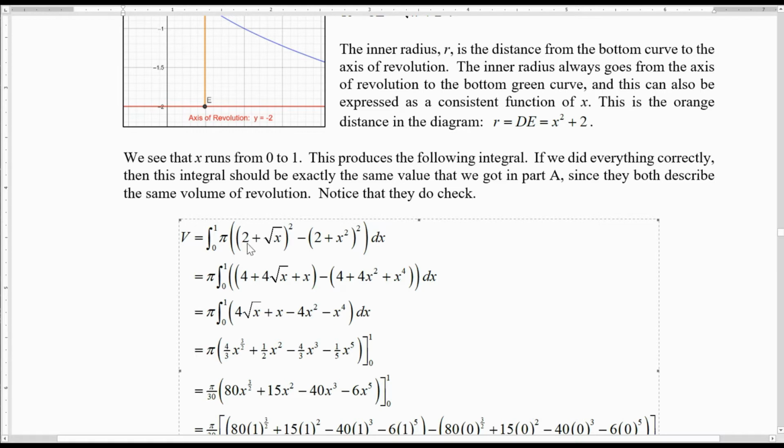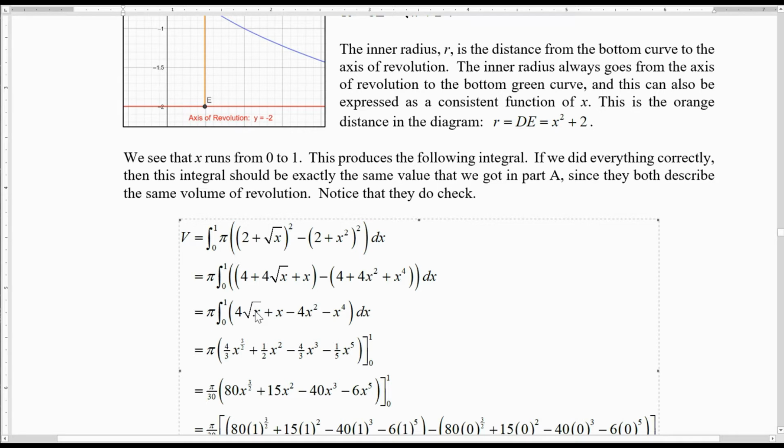All right, squaring this, you square the first term, double the product for the middle, square the last term. Same thing here. Square the first term, double for the middle term, square the last term. Distribute the minus and combine like terms. 4 minus 4 is 0, so that cancels. 4 square root of x plus x, then minus 4x squared, and then minus x to the fourth. All right, so I'm going to rewrite this one as a fractional power, and then do it.